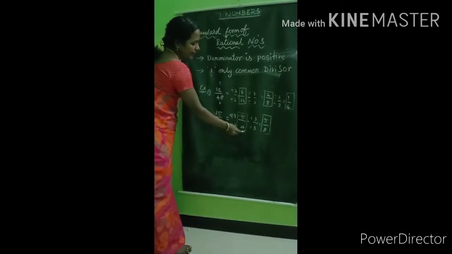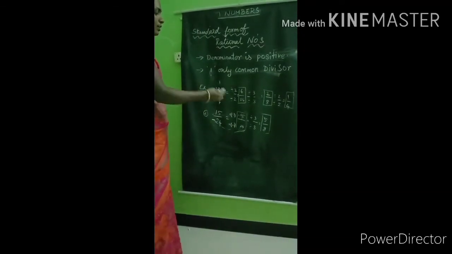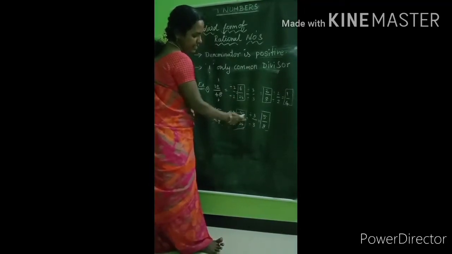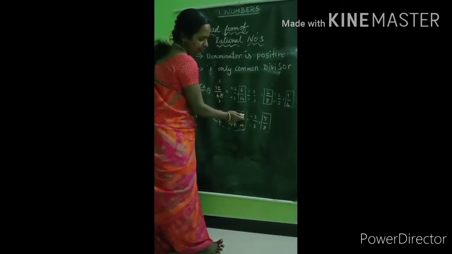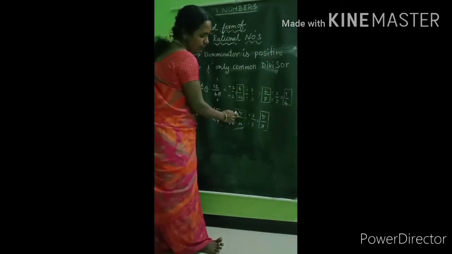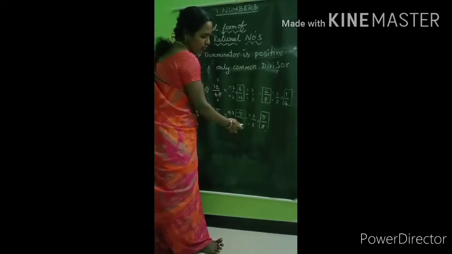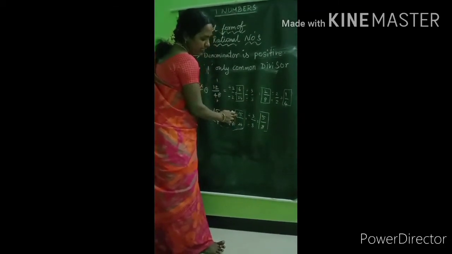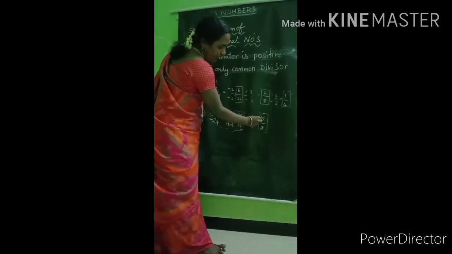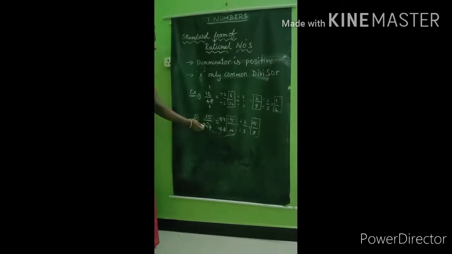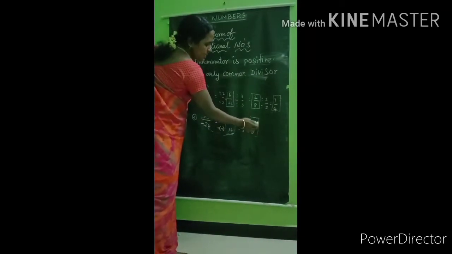Now the denominator is positive. Then we go to the division. The two numbers have a common divisor, 3. So we divide 15 and 24 by 3. 15 divided by 3, 24 divided by 3, so we get 5 by 8. Here 15 is negative, so here also minus 5 by 8. The standard form of 15 by minus 24 is equal to minus 5 by 8.